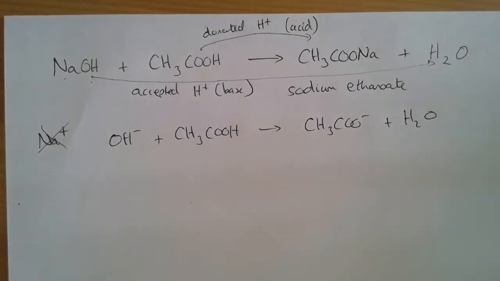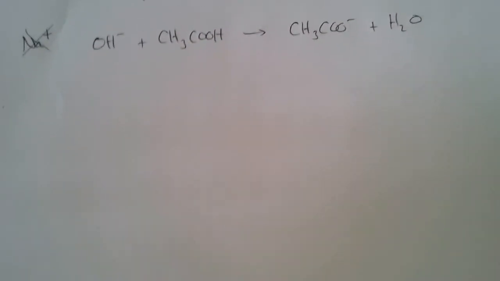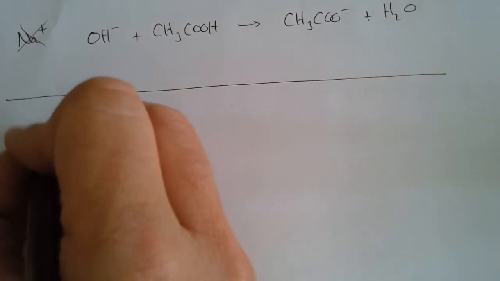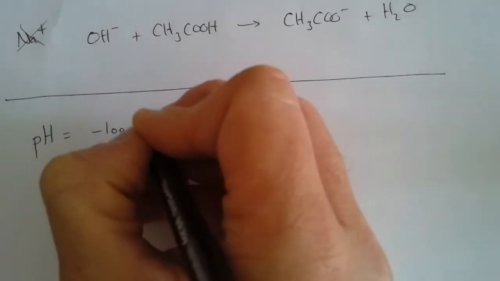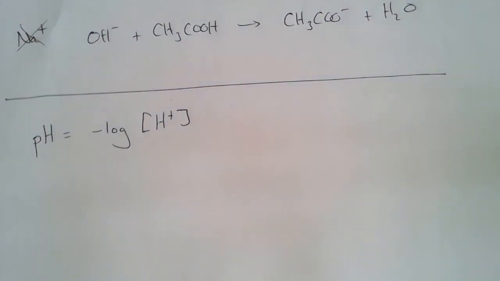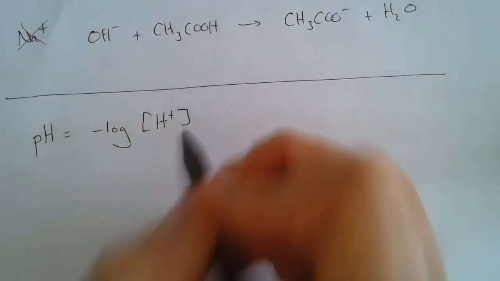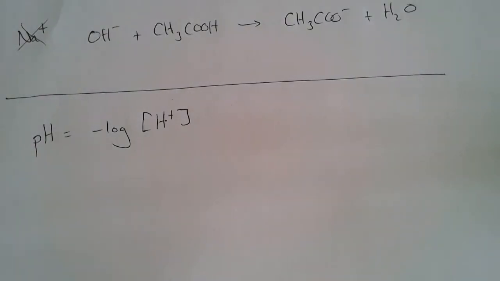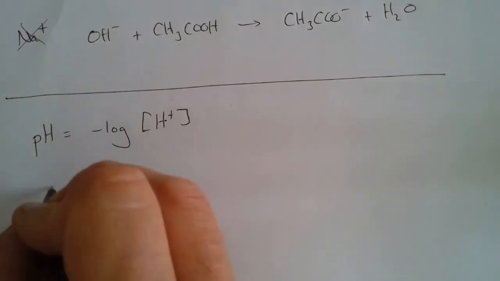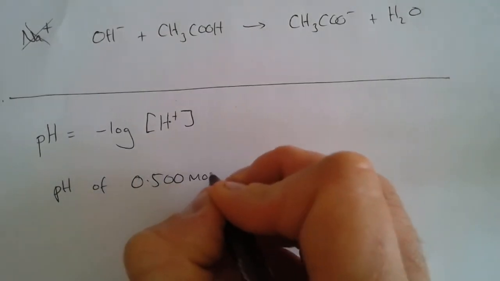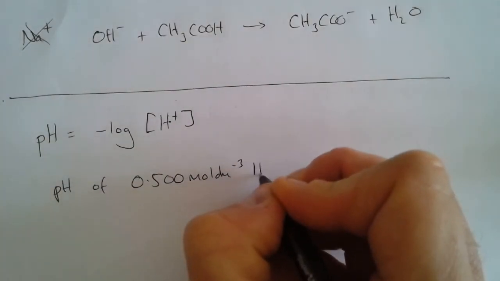Okay, right, so let's have a look at how we calculate some pHs. So the pH of a substance, mathematically, is the negative log of the hydrogen ion or proton concentration. So notice that I put H+ in square brackets. Whenever we see square brackets in chemistry, in this context, it means the concentration of H+ ions. So let's have a look at the pH of a solution of 0.500 mole per cubic decimeter nitric acid.